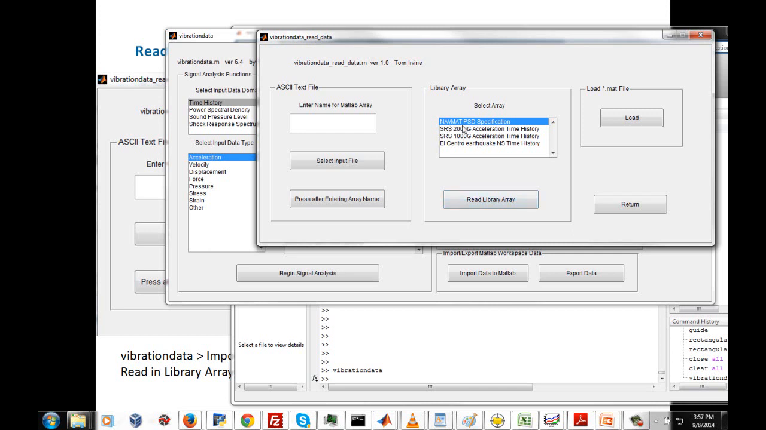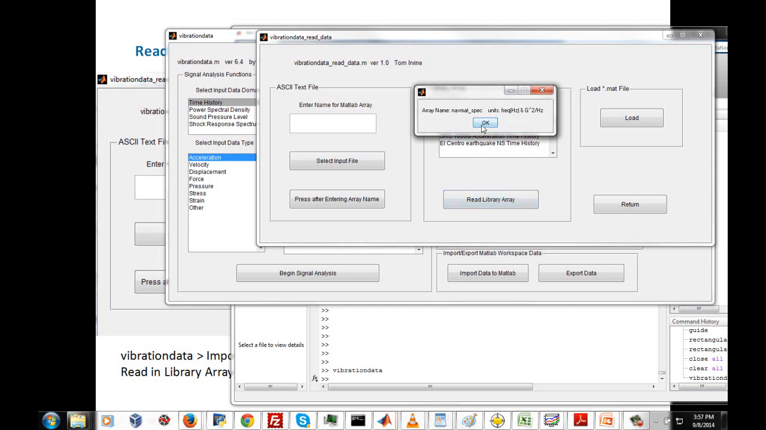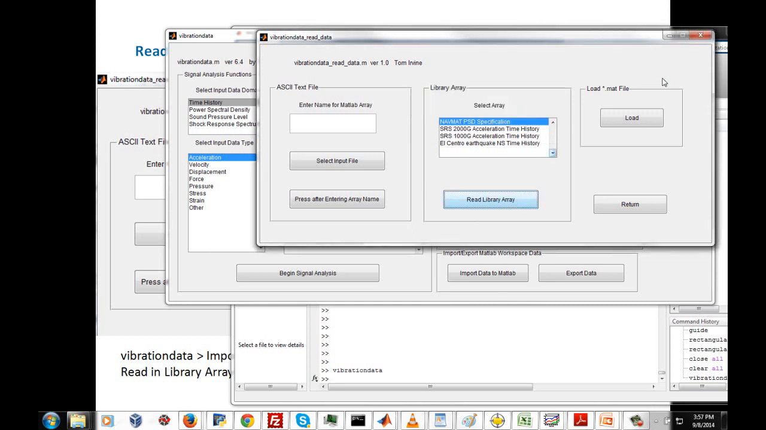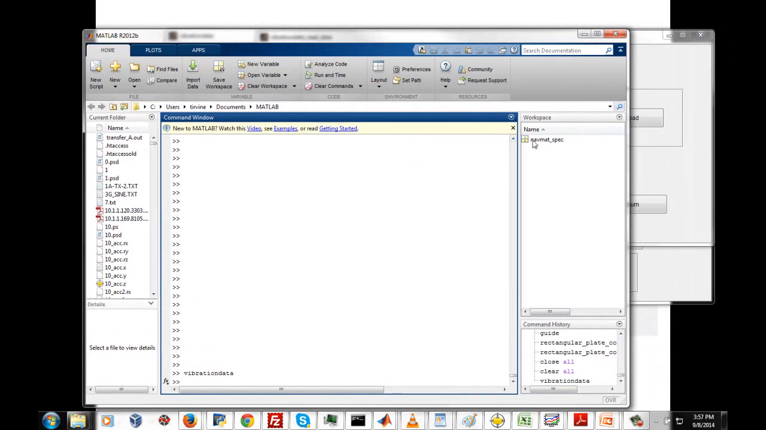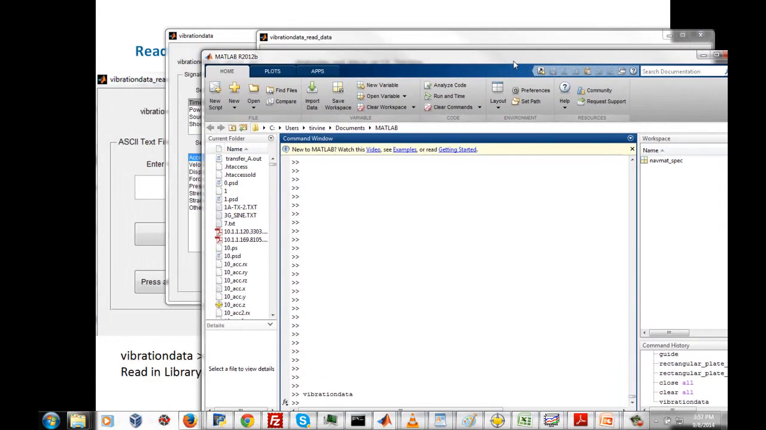Let's go ahead and just read in this array. And by the way, the four arrays you see listed there are now distributed in the vibration data zip file. So if you get the latest version of vibration data, download it, extract the files, you will get these data files. So let's read in the navmat spec because we're going to use that today. So we've just read it in, and it's going to be navmat_spec. The units are frequency in hertz and g² per hertz. If you look over to our Matlab workspace, you can see that that array is now available.